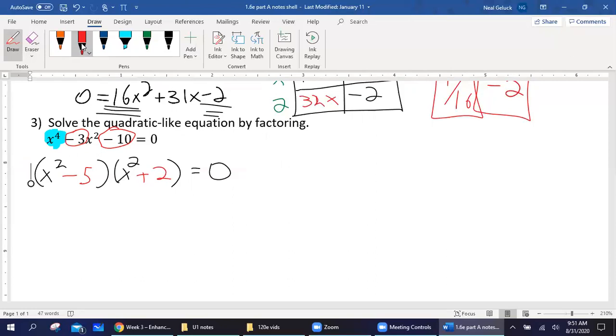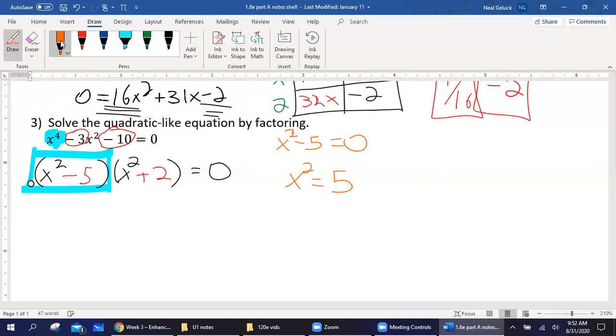But I can't just say, oh, my answer is 5, my answer is -2. And the reason I can't is because it's x squared. So I've got to think zero factor property. I want this factor to be 0. So that means x squared minus 5 has to equal 0. If I solve through, that means x squared equals 5. And then I have to take the square root of both sides, which is going to give me plus or minus √5.